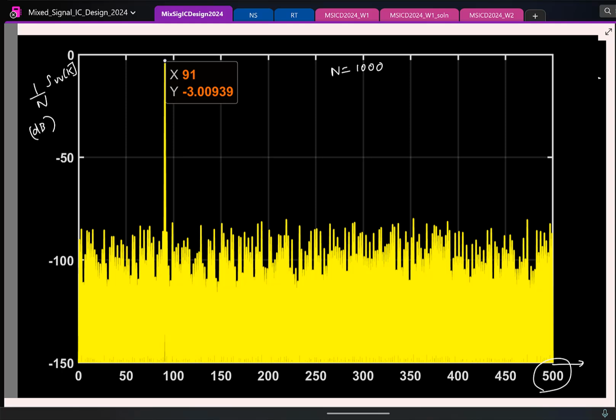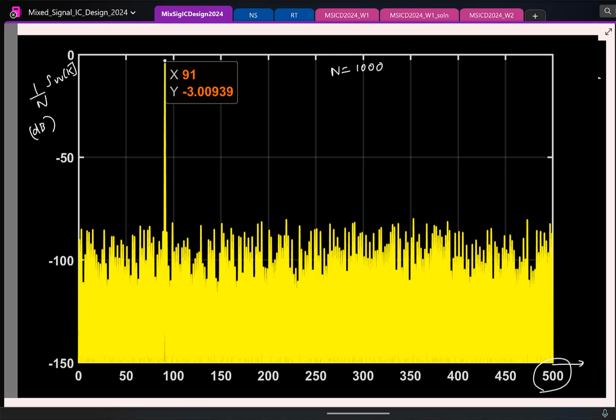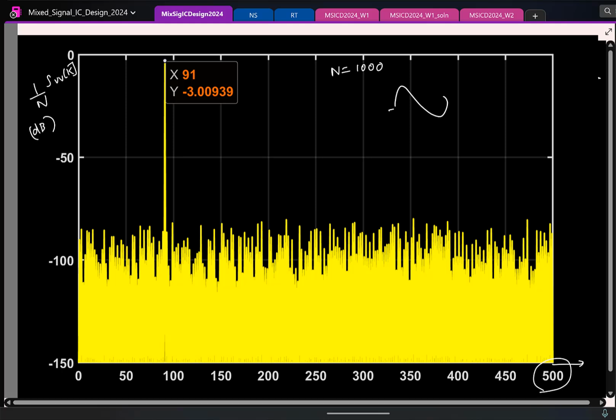If I sum up all the frequency bins and scale by n, what do I get? Power. If I scale the power spectral density by n, that directly gives me the power at each frequency bin. That's all. Fine. So here the sinusoid is like this, -1 to +1. What is the expected power of this signal? 1 by 2.